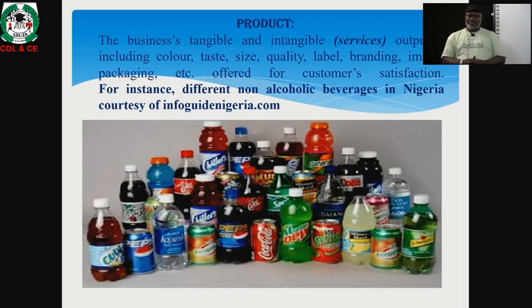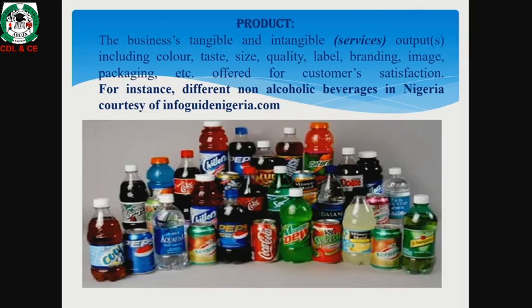What is a product? What is a business product? A business product is a tangible or intangible output that includes so many components like color, taste, size, quality, label, branding, image, packaging that are created to create satisfaction.